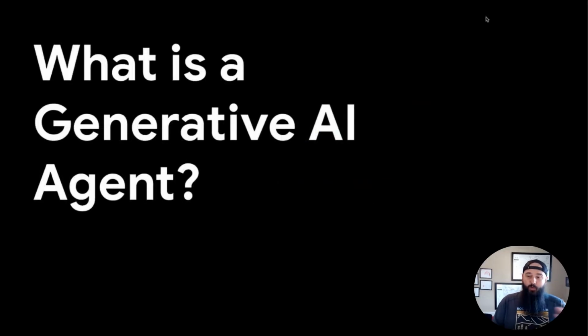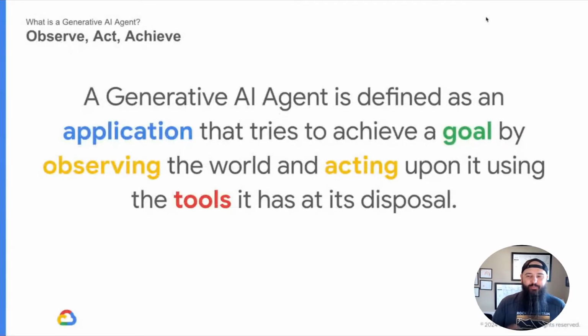So what is a generative AI agent? I gave a little bit of an overview there, but the best way that we like to describe this from a high level is that a generative AI agent is defined as some sort of application that attempts to achieve a goal by observing the world and acting upon it using the tools that it has at its disposal. This is very similar to the way that humans work, right? We have some goal that we want to achieve, and we observe the things around us, and then we act on those things, and we use the tools available to us.